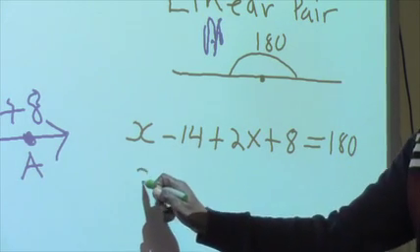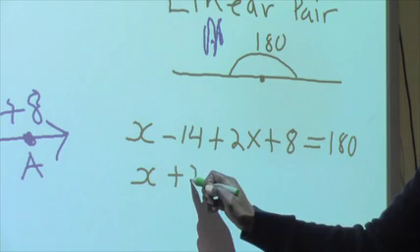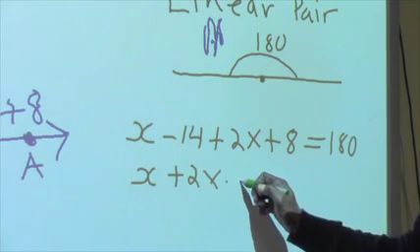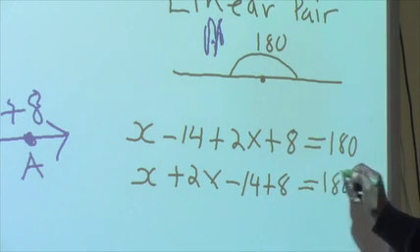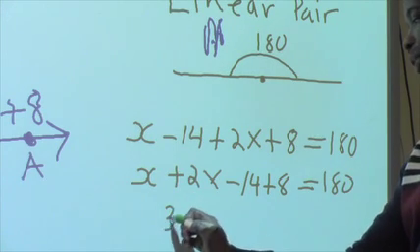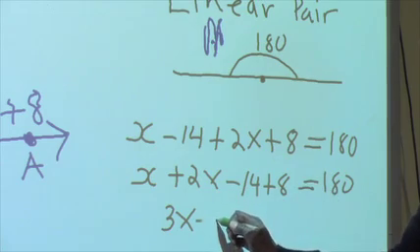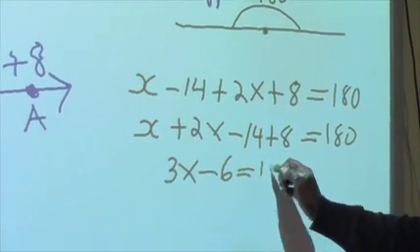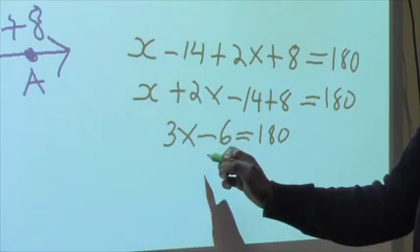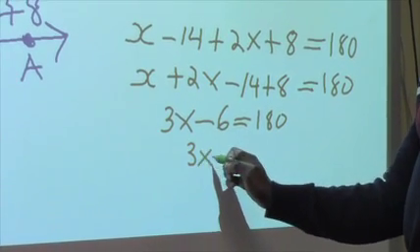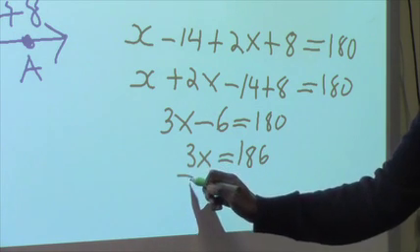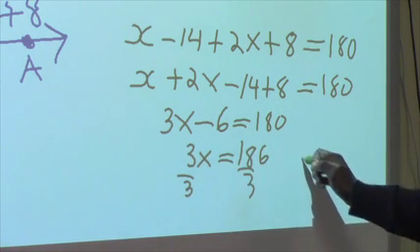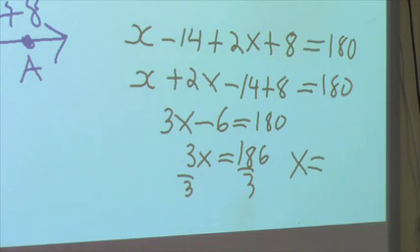We can combine like terms here, and I'm going to go through it thoroughly. So I'm bringing like terms together. x plus 2x will give me 3x. Negative 14 plus 8 will give me negative 6, equals 180. I will add 6 to both sides, and I will have 3x equals 186. And now I will divide by 3, and I'll have my x equal to 62.